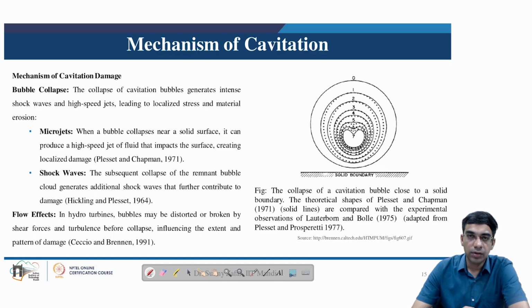The second mechanism involves shock waves, which are generated subsequent to the collapse of a remnant bubble cloud, generating additional shock waves that further contribute to damage. Flow effects in hydroturbines, where bubbles may be distorted or broken by shear forces and turbulence before collapse, influence the extent and pattern of damage.